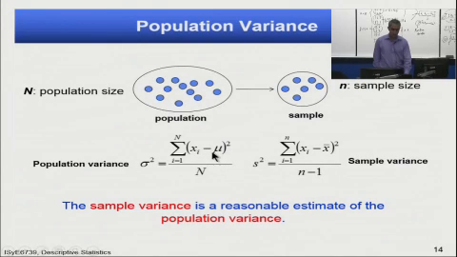And that makes sense. If I don't know mu, then I use x bar. Here, it doesn't make sense. Okay? Because I'm using capital N here, which is the population size, and here I'm using a small n minus 1, which is the sample size minus 1. And that minus 1 is because of that property I told you.